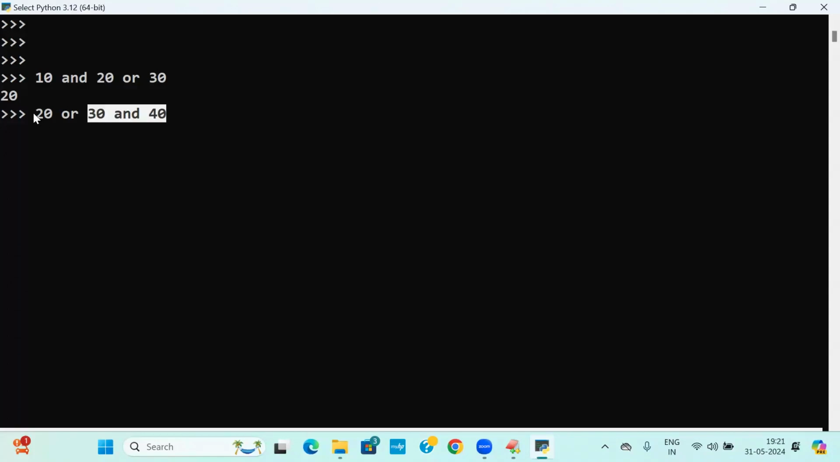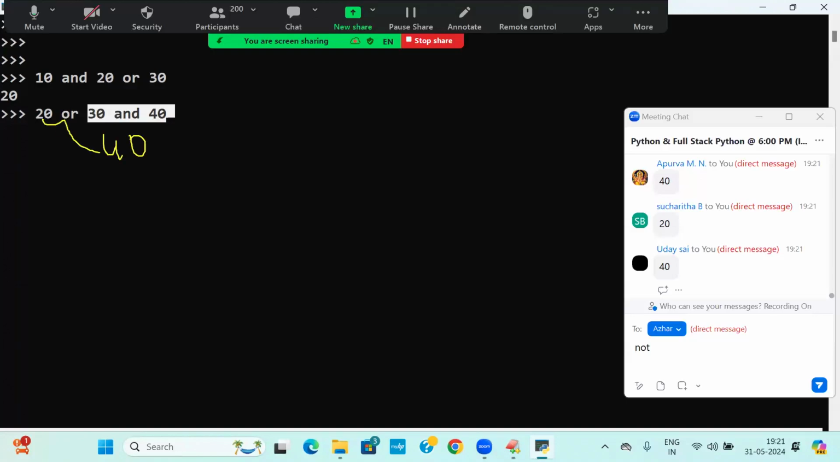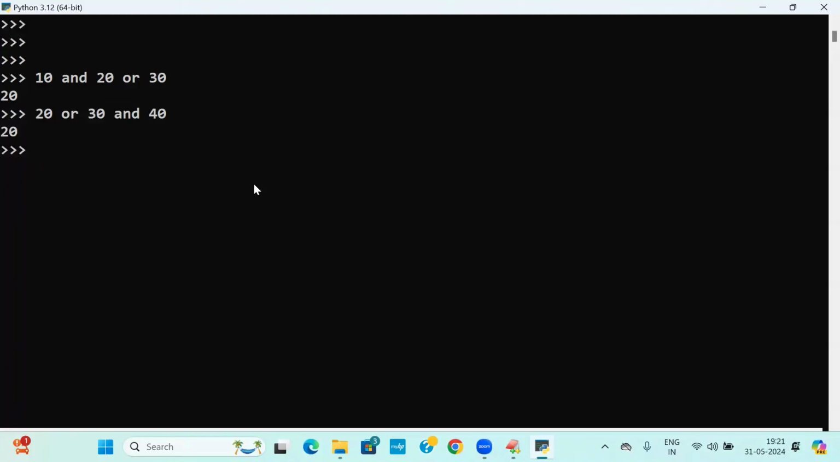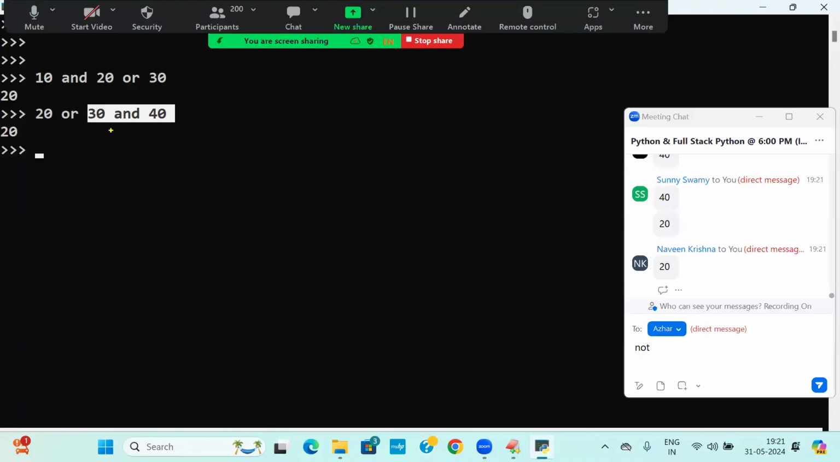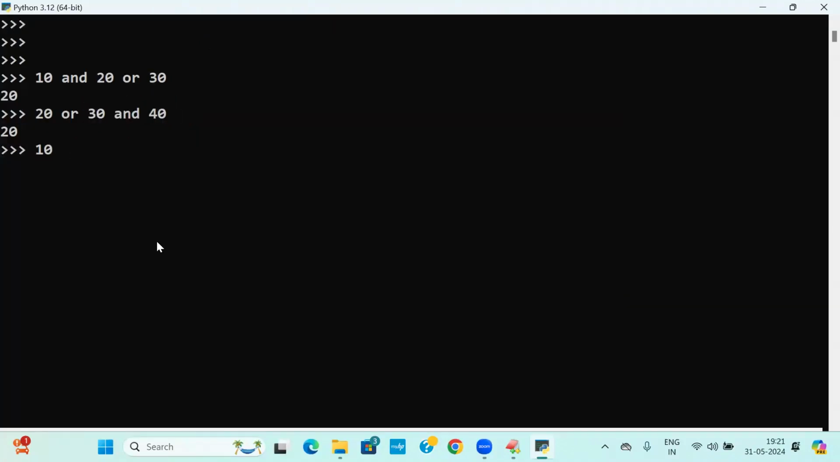First, what is there? AND is there, or OR is there? Which one evaluates first? What is the result here? 40. 20 or 40? 20 is the answer. Are you able to get it? 20. Then 20 or 30 and 40. What is the answer? 40. AND means first you need to evaluate. 20 or 40, what is the answer? 20. That is the answer. Are you okay? Okay. 10 and 20 or 30 and 40 or 50.